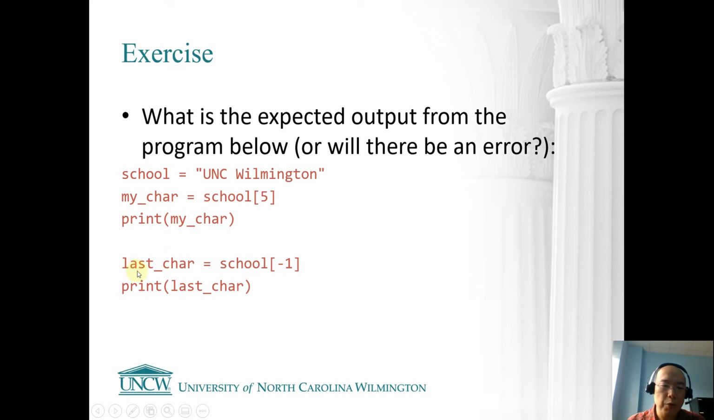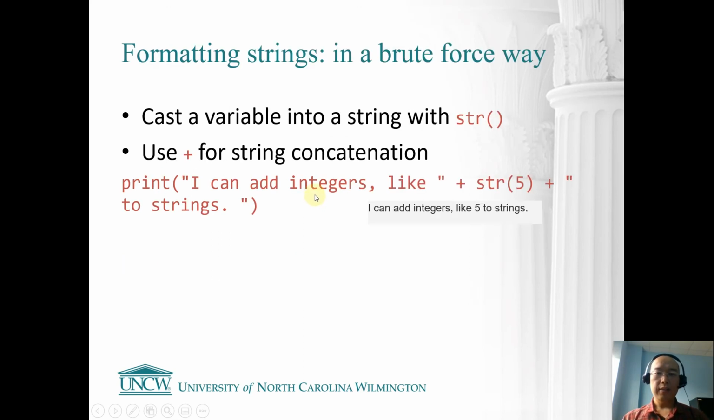And then if you want to get the last char, that is school with the index minus 1, and what do we get? School is UNC Wilmington. If we use negative 1 as the index, what is that? That is N, right? Because that is the last character. Okay, so I want to stop here, and in the next video we are going to talk about formatting strings.